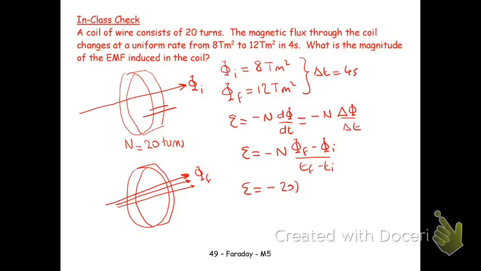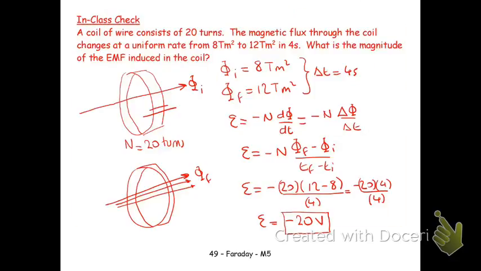Minus 20. What did we say? 12 minus 8 over 4, which equals minus 20, 4 over 4, minus 20 volts. So my EMF equals minus 20 volts. Don't worry about the sign for a minute. We'll use that sign later. Okay.